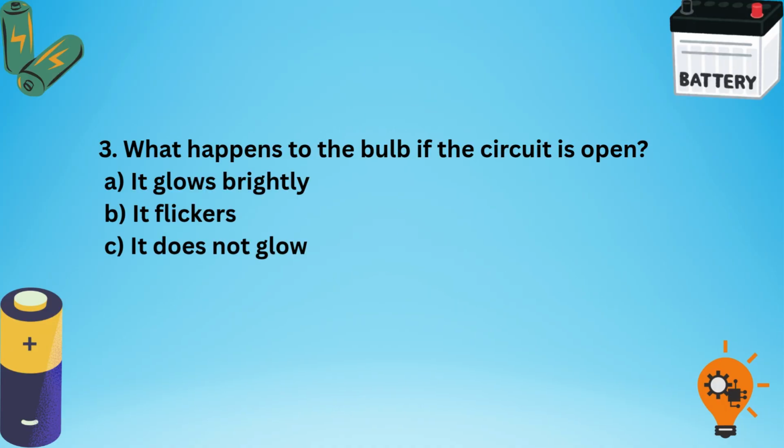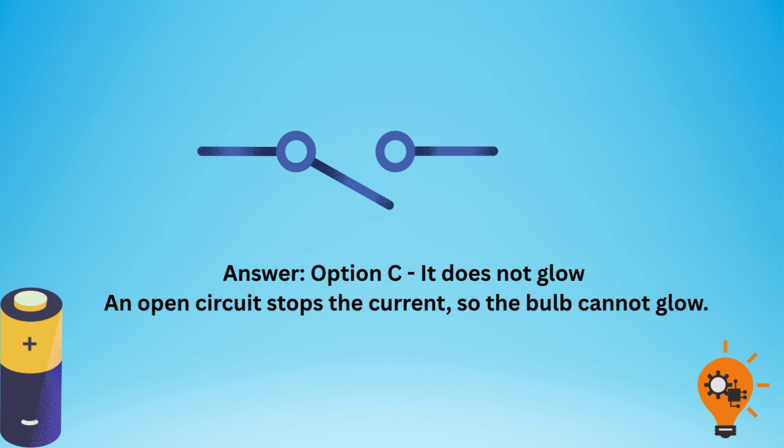What happens to the bulb if the current is open? It glows brightly, it flickers, it does not glow. An open circuit stops the current so the bulb cannot glow.